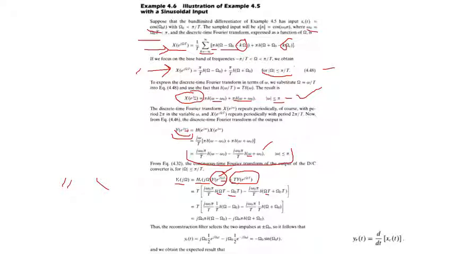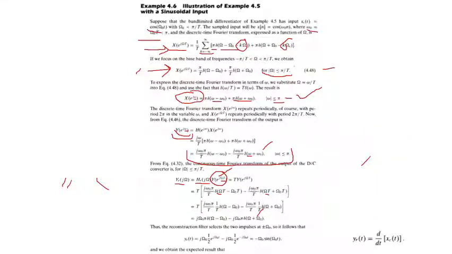Now, solving this, you will have 1 by T. Further solving this, this T gets cancelled with this T, and this ω0 by T becomes ω0. Likewise, this T gets cancelled with the T outside, and this ω0 by T becomes ω0. So here is our final equation.